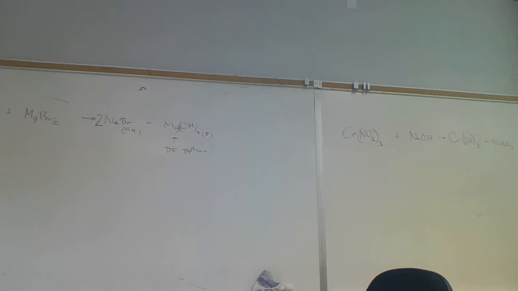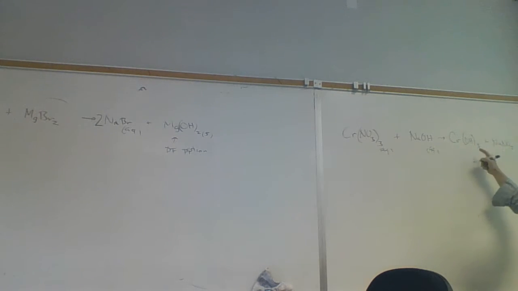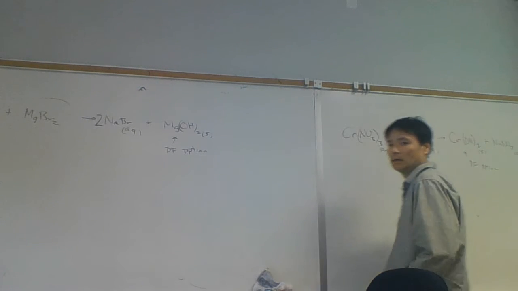NaNO3. Okay. Now let's see if there's a driving force for this. This is aqueous. This is aqueous. Hydroxides are all insoluble except for group 1, ammonium, calcium, strontium, barium. So this is not one of the exceptions, so that's a precipitate. And then all sodium salts are soluble. And so we have a driving force here. Driving force is precipitation of chromium-3 hydroxide. So we precipitate out the chromium-3 hydroxide, which is a green precipitate.